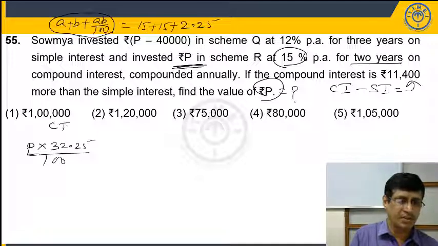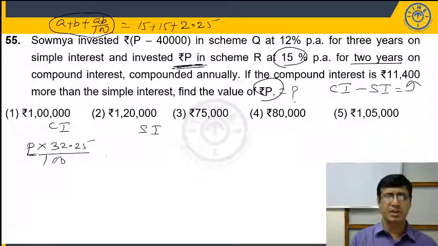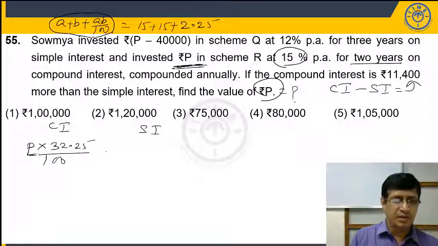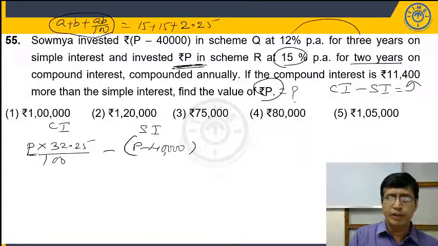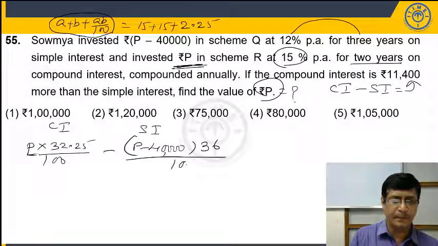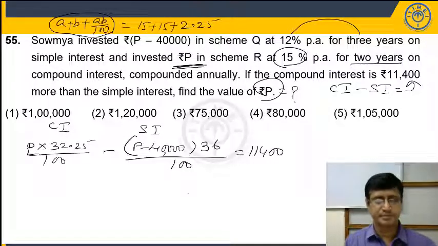This is the compound interest. How much is the simple interest? Simple interest, if you observe, what is given here? Now P into 40,000. The P minus 40,000 into 3 into 12 years. 3 into 12 years means 36 by 100, which is equal to 11400.